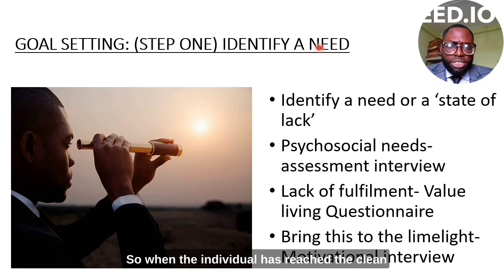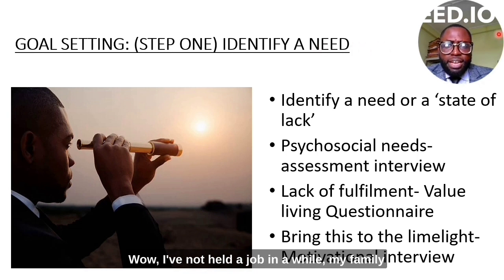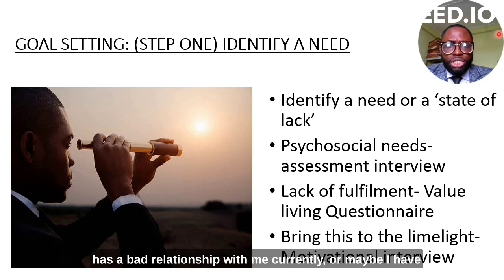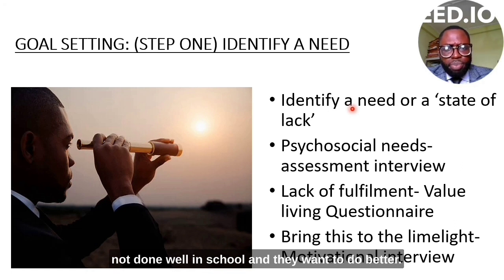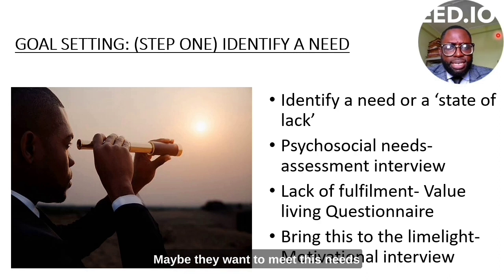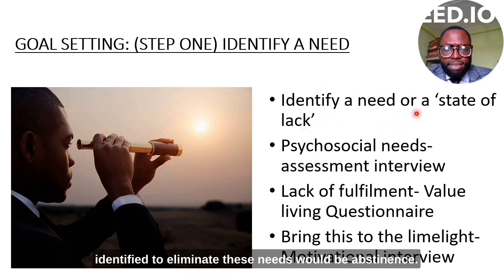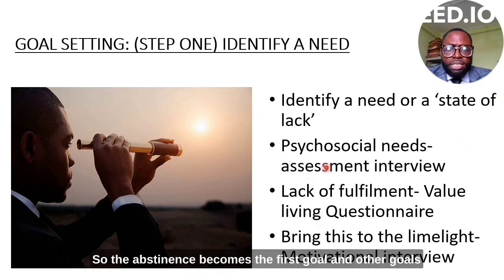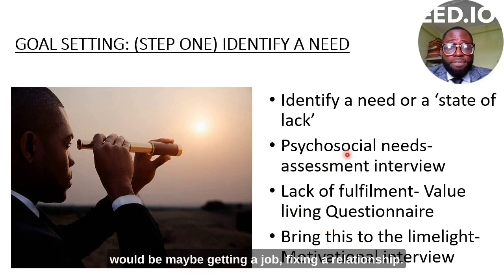So when the individual has reached the clean mind, his mind is not influenced by drugs. He would reminisce on his life: wow, I've not held a job in a while, my family has a bad relationship with me currently, or maybe I have not done well in school and I want to do better. Maybe they want to meet these needs that they have observed using some ways. And one of these ways that they may have identified to eliminate these needs would be abstinence. So abstinence becomes a first goal, and other goals would be maybe getting a job, fixing a relationship.